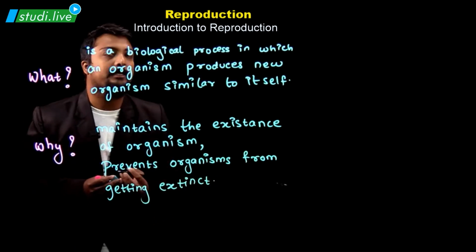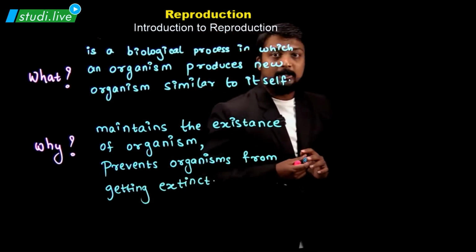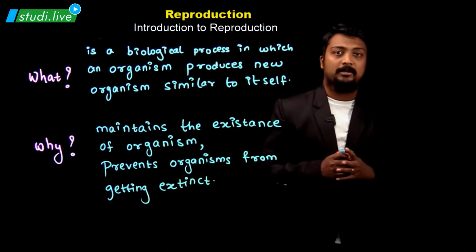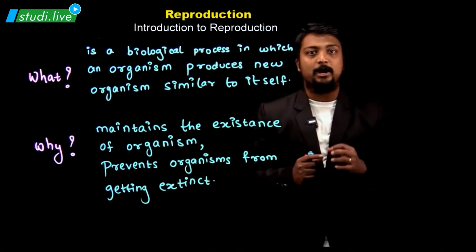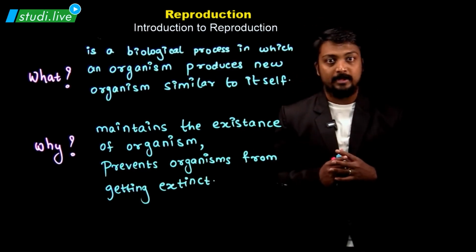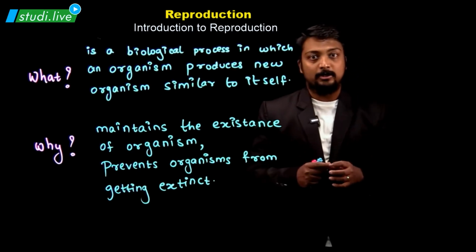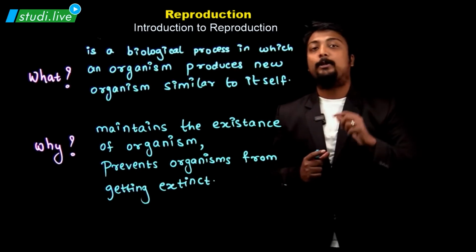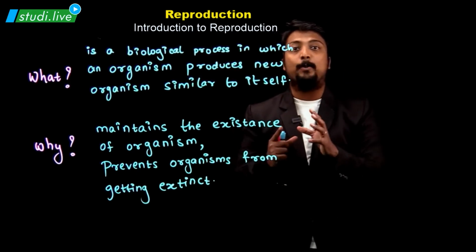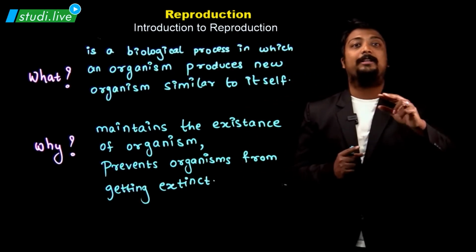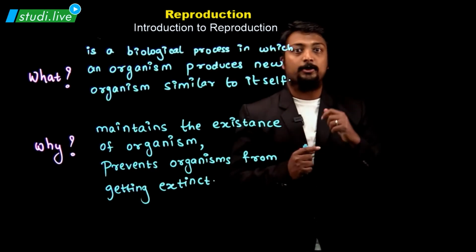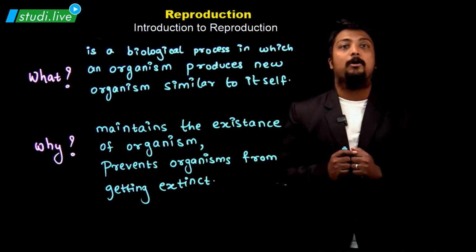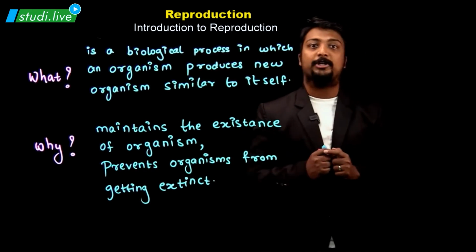What does extinct mean? You all know, thousands of years ago we had dinosaurs, and they are nowhere now. They are all extinct organisms now because we don't see them now. So reproduction is actually very important to prevent the extinction of any organisms, right? So you now know what reproduction is, why you need to know about it, and why it is important.